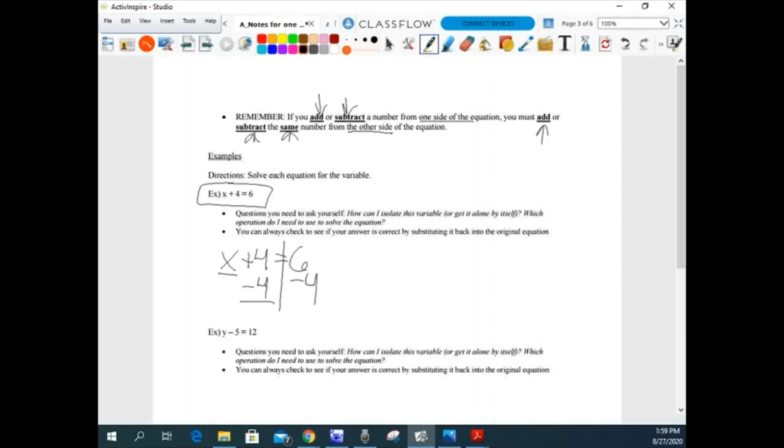4 minus 4 is going to give me 0. So that gives me x alone over here. Nothing happened to x. We move them over here. 6 minus 4 is going to give me what? 2. Write the equal sign in between them, and that is your answer. That is a simple one-step equation. All we did is subtract 4 from both sides and got x by itself. That took one step.